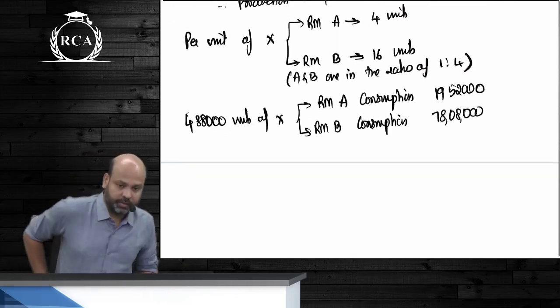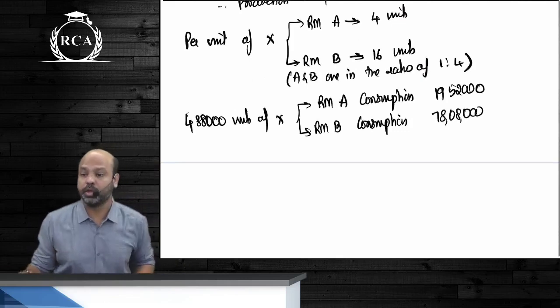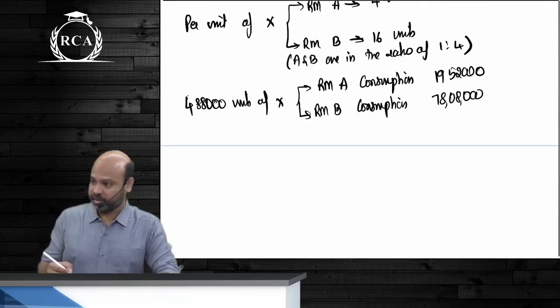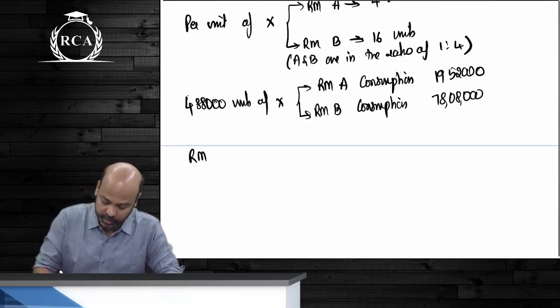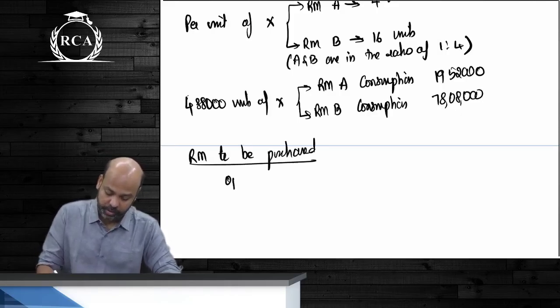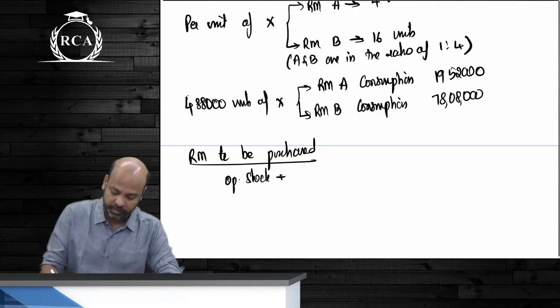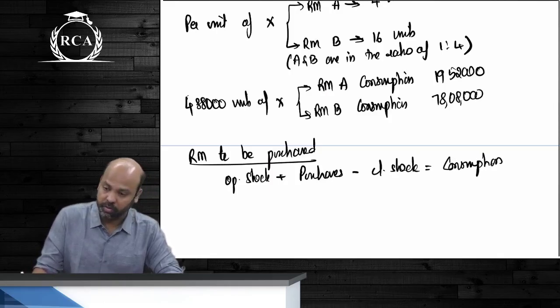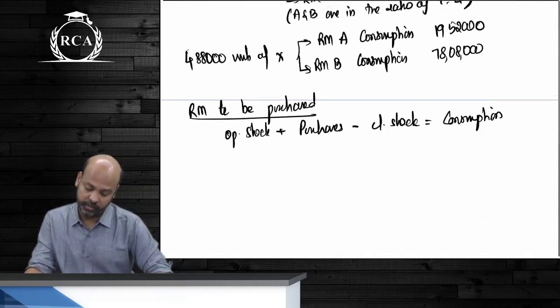This will not be the answer, guys. After this you will still have to compute purchases, raw materials to be purchased. Again same thing, opening stock plus purchases minus closing stock will give us consumption, or consumption plus closing stock minus opening stock will give us purchases.